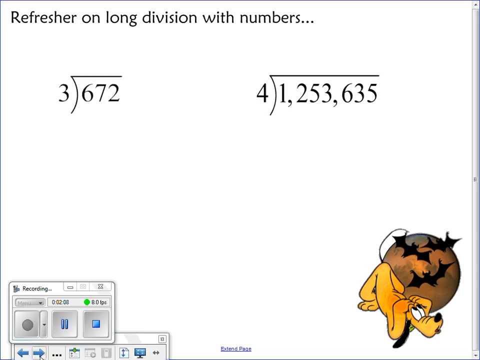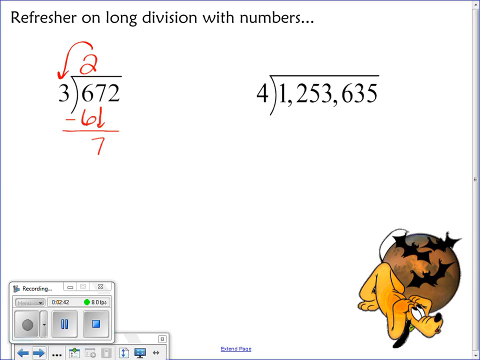So we start with, how many times does 3 go into 6? Twice. So whatever number it is, we're going to write that up top. And then you will multiply, right? 2 times 3, which is 6. And we write that underneath. And then you subtract. 6 minus 6 is 0. So then we would take the next number, and we drop that down, and then the process will start over.